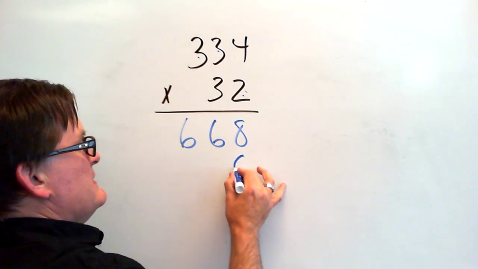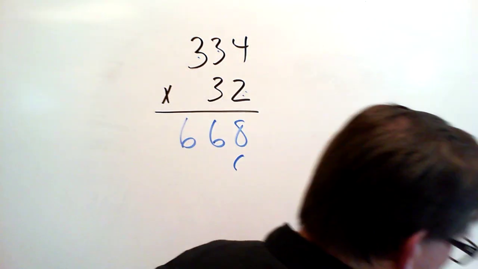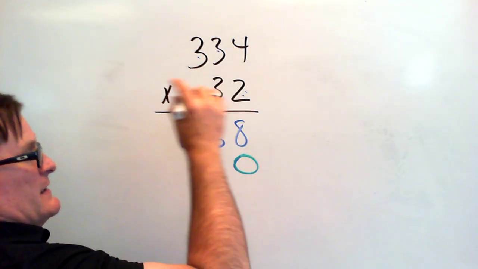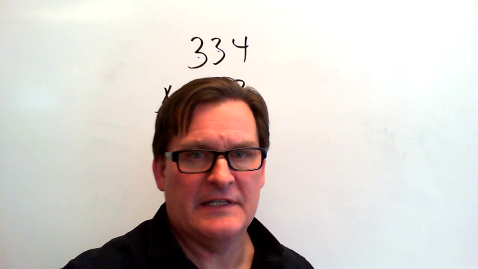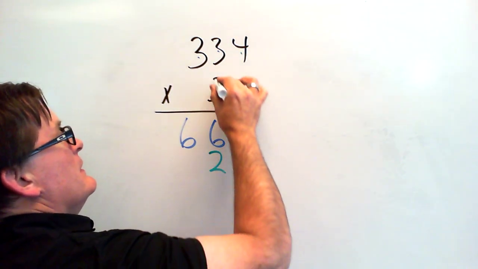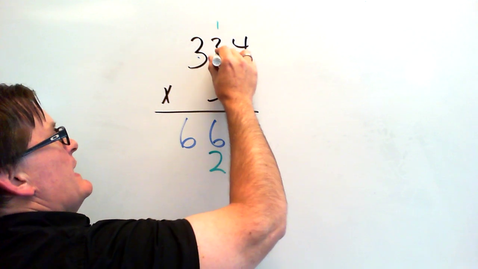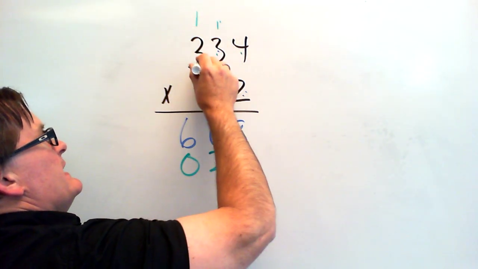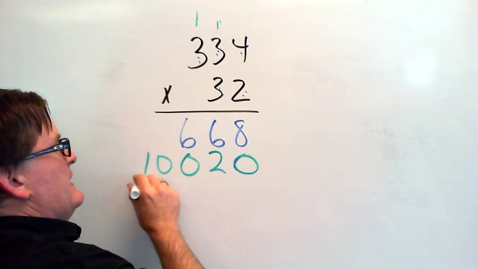Since it's 30, change colors here, we have to put in the 0 to account for that, because I'm not going to be thinking about it. It's too much to think about now. Now I just need to be saying 3 times 4 is 12. Carry the 1. 3 times 3 is 9, plus 1 is 10. Carry the 1. 3 times 3 is 9 again, plus 1 is 10 again.